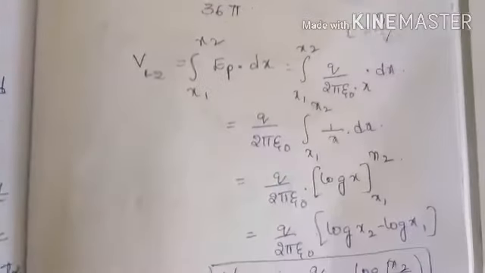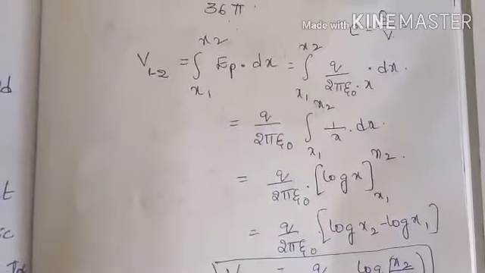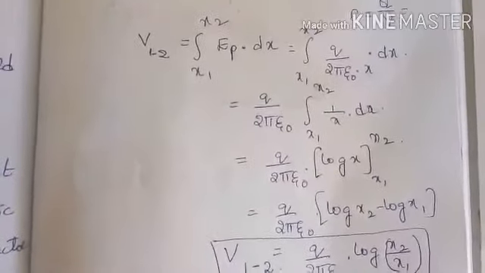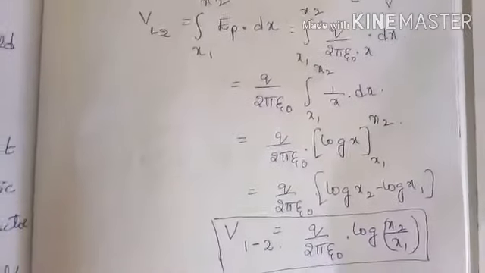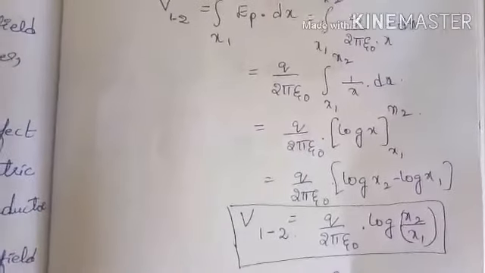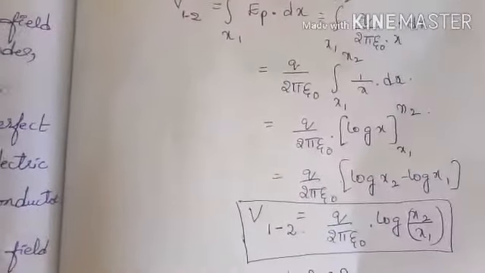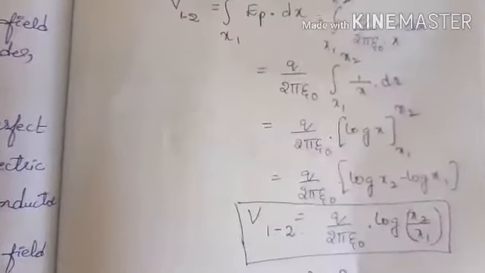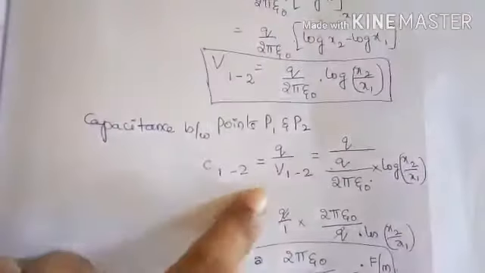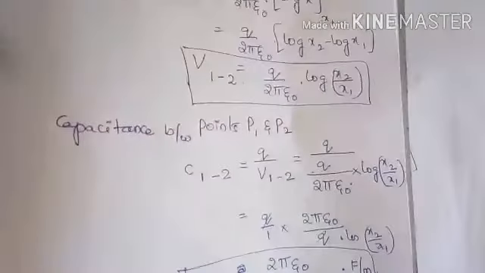Then we simplify the equation: q by 2 pi epsilon into the integral from x1 to x2 of 1 by x dx. The integration of 1 by x is log x. Substitute the upper and lower limits, then the potential difference from point 1 to point 2 is q by 2 pi epsilon naught into log of x2 by x1, or we can write q by 2 pi epsilon naught into ln of x2 by x1. This is the voltage potential difference between point 1 and point 2. So now coming to the capacitance: capacitance is nothing but q by v, the potential difference from point 1 to point 2.